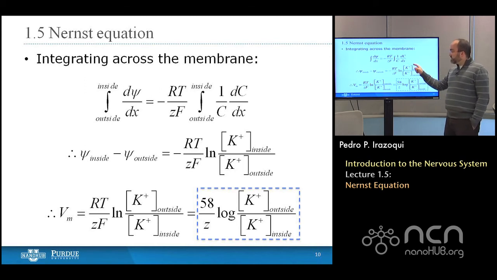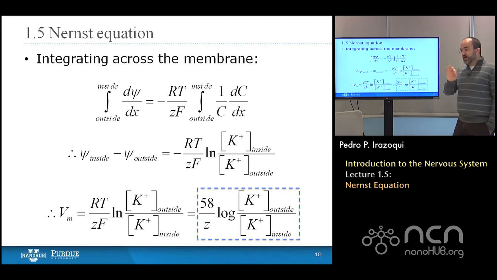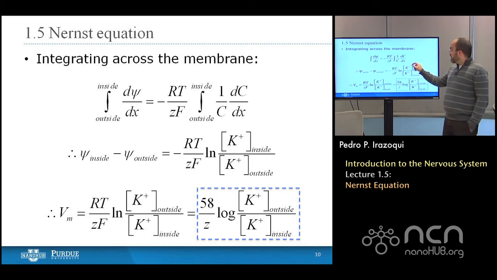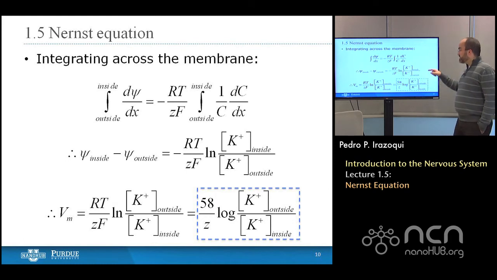So this bracket notation denotes concentration. It's not concentration as a function of x, but now the specific concentration at the two endpoints of integration. So the concentration of potassium ions inside the cell divided by the concentration of potassium ions outside the cell. And it's divided because this is the natural logarithm of K inside minus the natural logarithm of K outside, but the natural logarithm of a minus the natural logarithm of b is equal to the natural logarithm of a over b. So that's what we've done here.